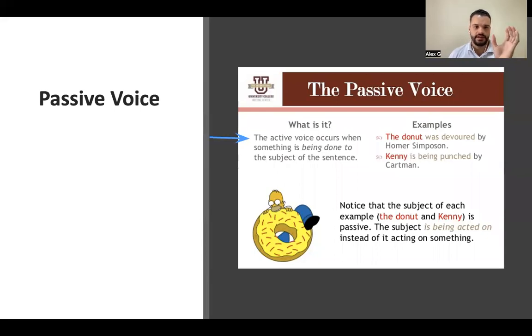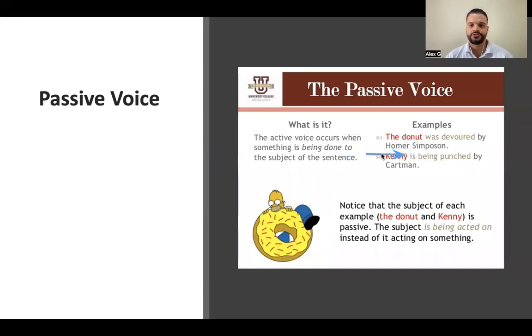So we have the subject, and then we have an action that's being done, or something is being done to the subject, right? Down here, it goes on to give us two examples, which says, the donut was devoured by Homer Simpson. Kenny is being punched by Cartman. So the donut is actually receiving an action.